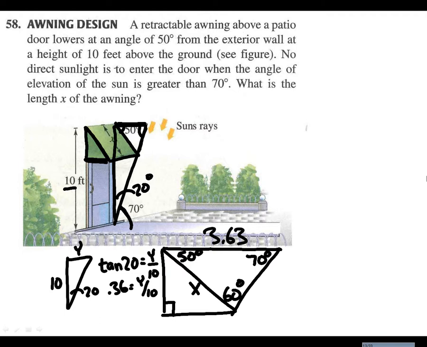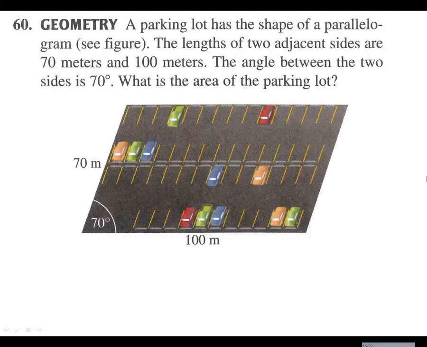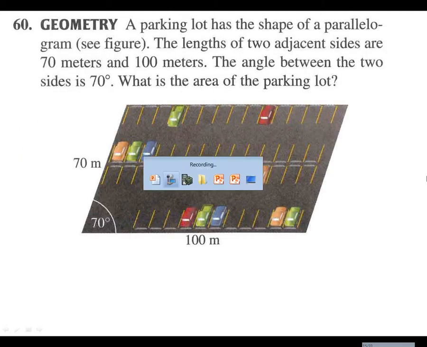And so we can use law of sines actually to finish this up to find x. We can say that 3.63 over the sine of 60 equals x over the sine of 70. Plug that in, move it around, you're going to end up with 3.95 for x. A few different ways to solve that problem, but that's the way I chose to do it. Alright, 60.